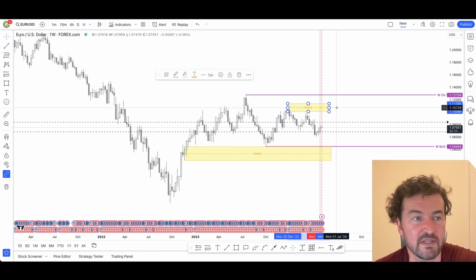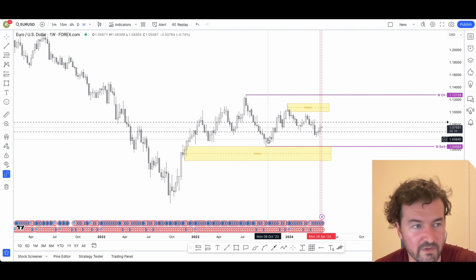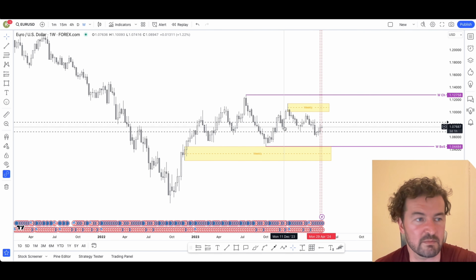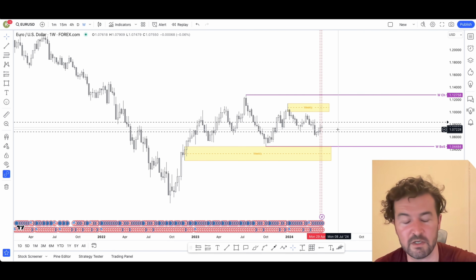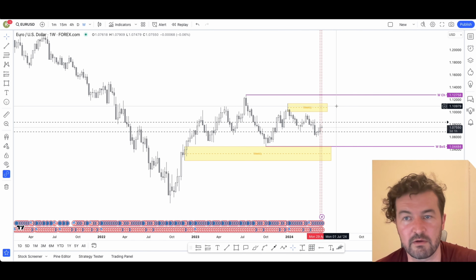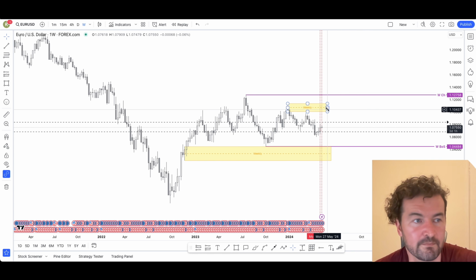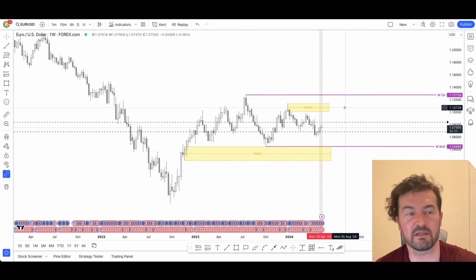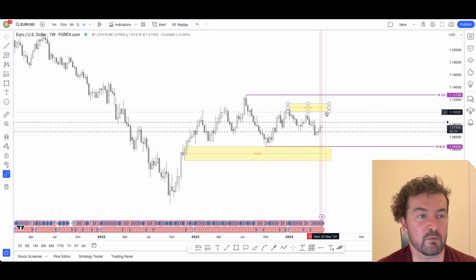However, we do have this zone, which is internal within the structure, because there's been another internal CHoCH and BOS occur. We just want to make sure that everything is moving in the right direction. So we're expecting it to come down here. This might play a role. So we might be working our way up to it.